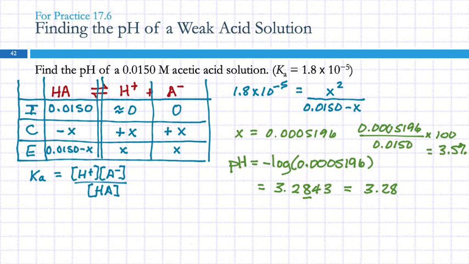Let's compare that to using the solver. What value did you get for the solver? 5106. Yeah. So this one's even closer, right? So we could calculate the pH for that one. 0.0005106. 3.2919, 3.29.